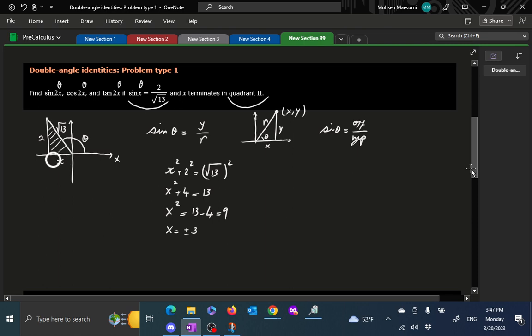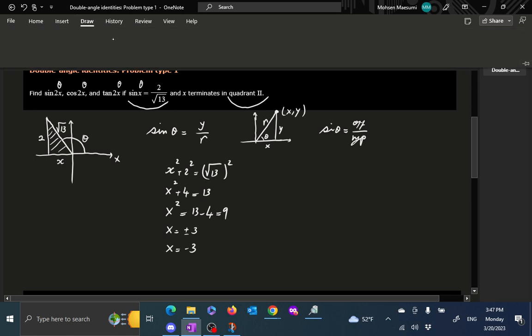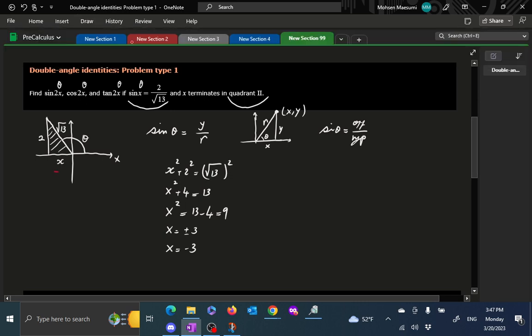Well, which one? That's where this information comes in handy. We are in quadrant 2. X therefore is minus 3. So all this work we did is to figure out this x is minus 3. You realize why I changed this from x to theta, so we don't go look for another name for our x-axis and call it something else. Okay, so we got x is minus 3.